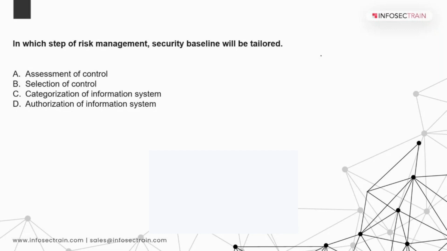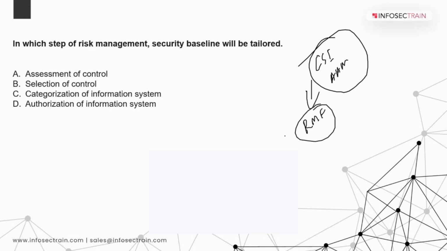There are four terms, five terms you can say. CSI ARM. What is this? Risk management framework. This question is related to risk management framework. Okay, NIST risk management framework. Very important topic for exam point. You can expect three questions, three to four.